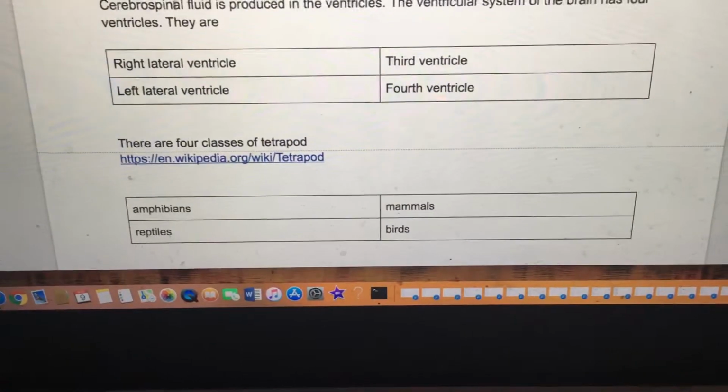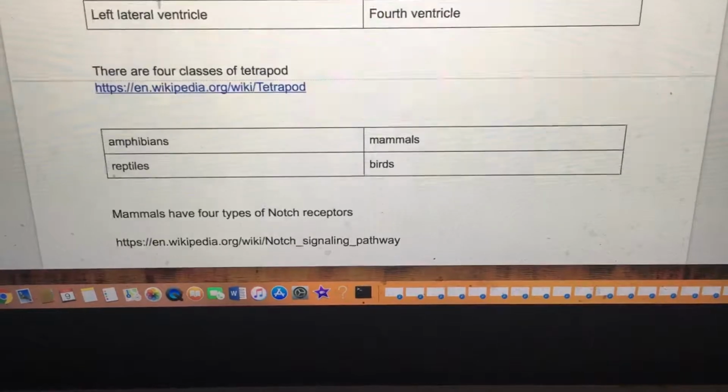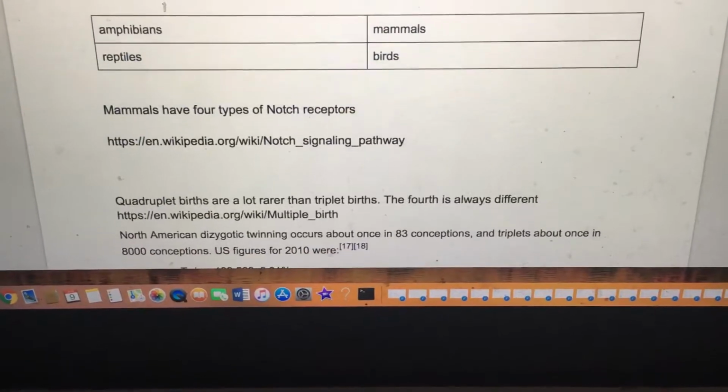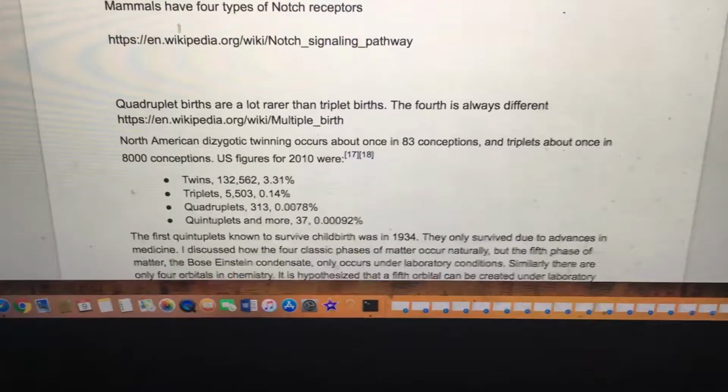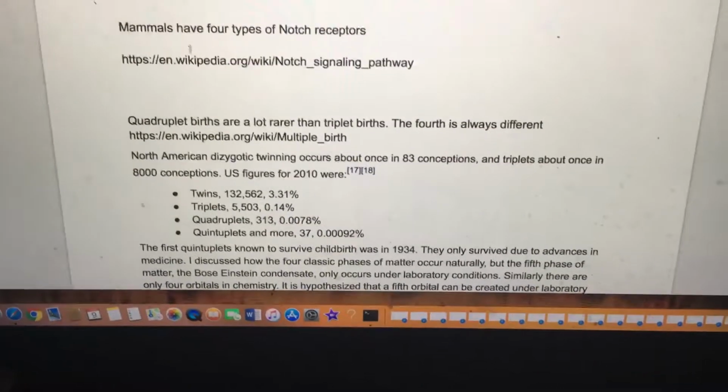There are 4 classes of tetrapod: amphibians, reptiles, mammals, birds. Mammals have 4 types of Notch receptors. Quadruplet births are a lot rarer than triplet births. The 4th is always different.